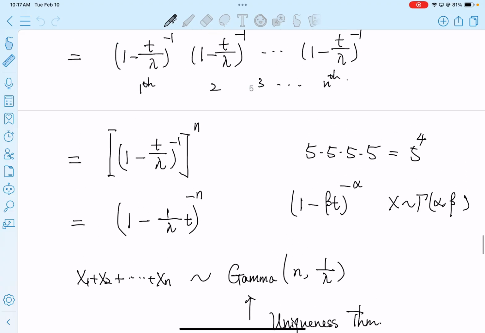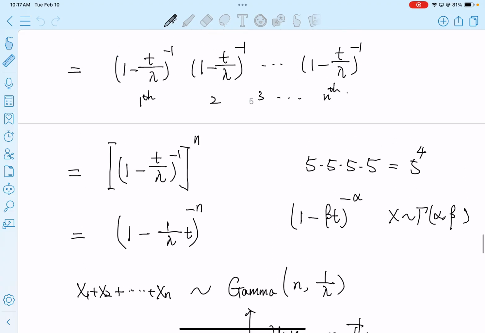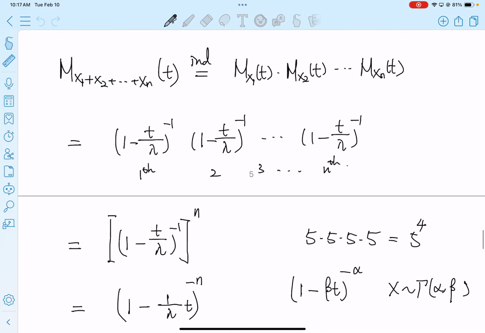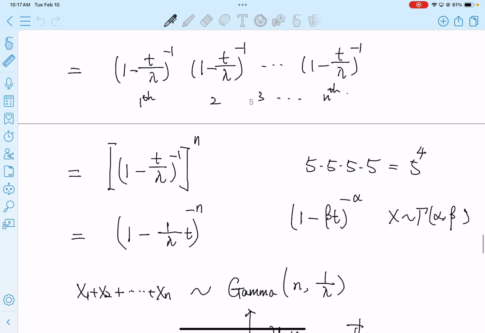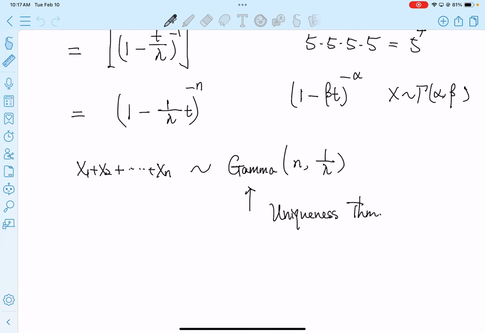So in this example, they are not the same. Don't take it for granted that how individuals behave is how their sum or their total variation behaves, which is not true. So always use the moment function to double check.